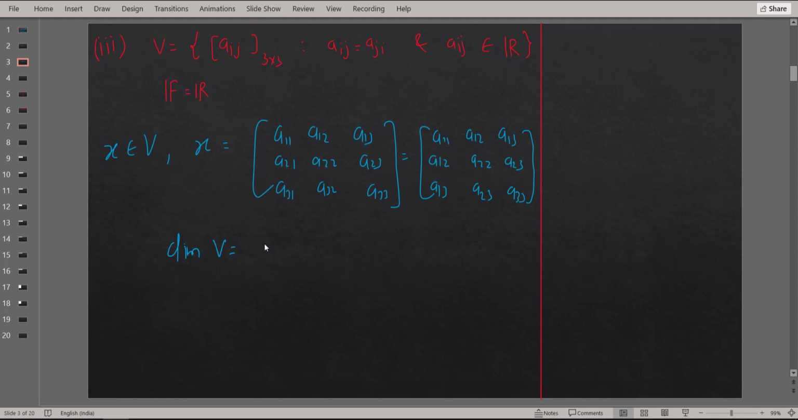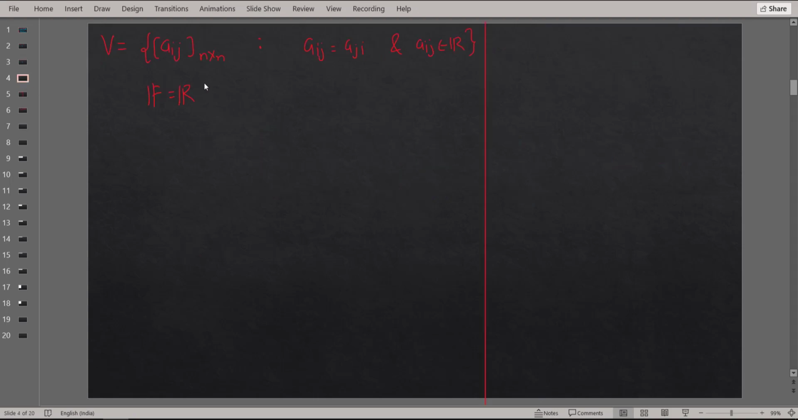Here the number of unknowns is 6, so the dimension of V is 6. Suppose aij comes from complex numbers and the field is real numbers, so the number of unknowns will become twice, so the dimension of V is 2 into 6 equals 12. Now we will move to example 4. Example 4 is n cross n real symmetric matrices and the field is real numbers.